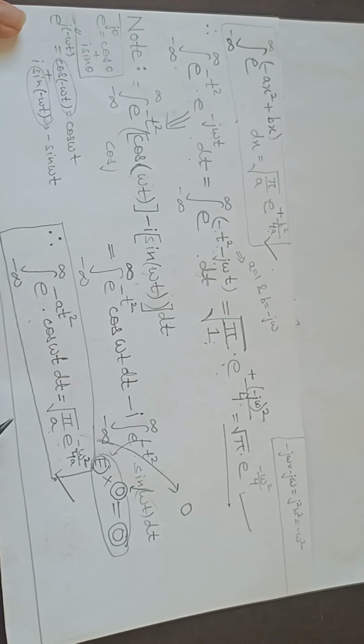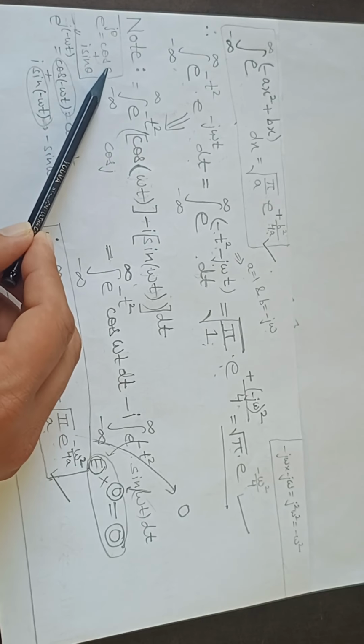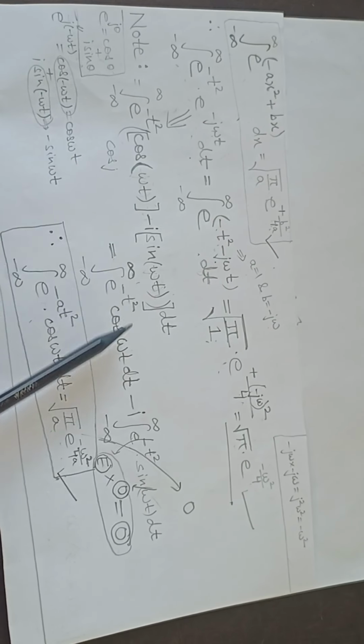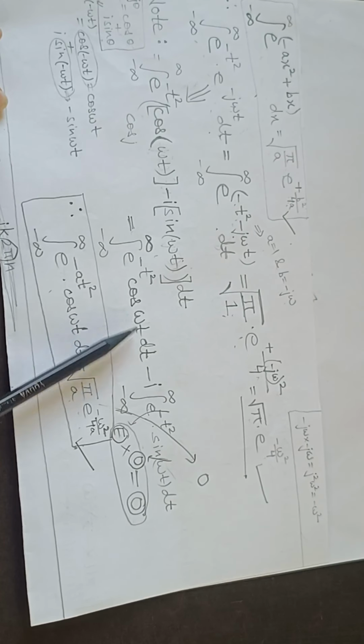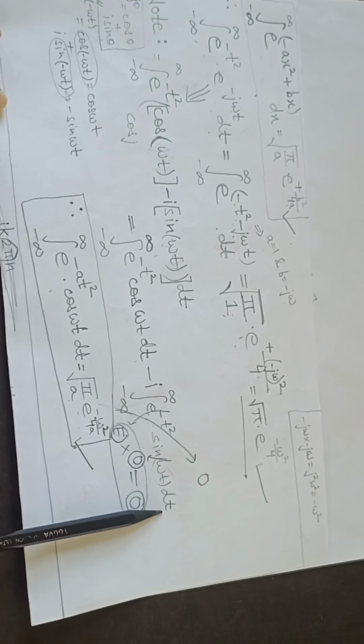Another important thing you can see here is that if you write e raised to power minus j omega t using cos theta plus j sin theta, this integral can be divided into two parts: the integral of e raised to power minus t square cos omega t dt, minus j times the integral of e raised to power minus t square sin omega t dt.